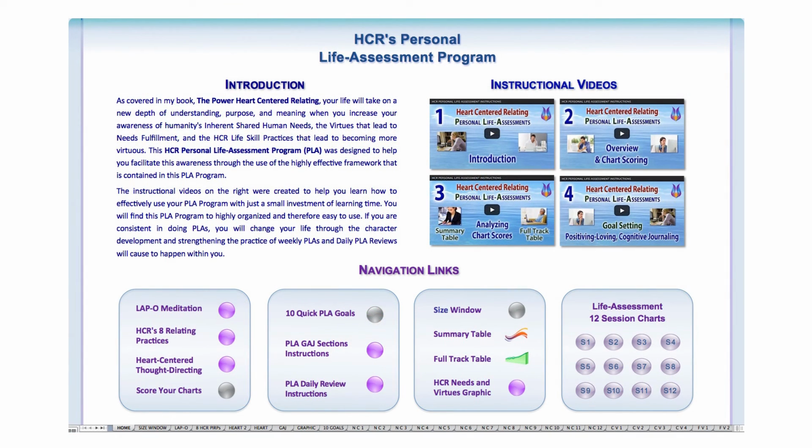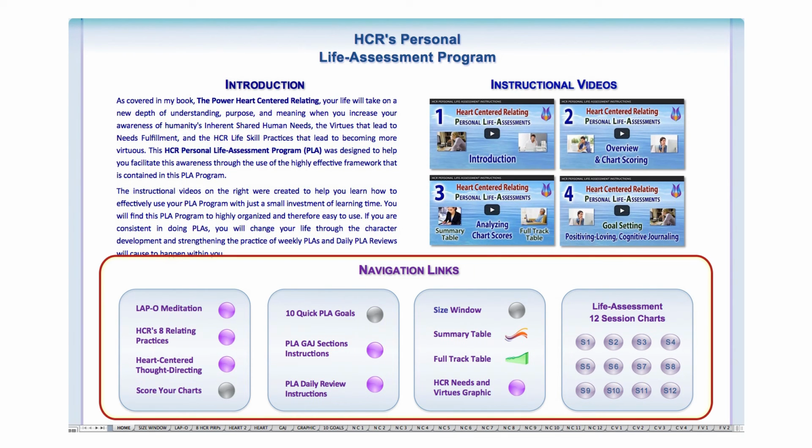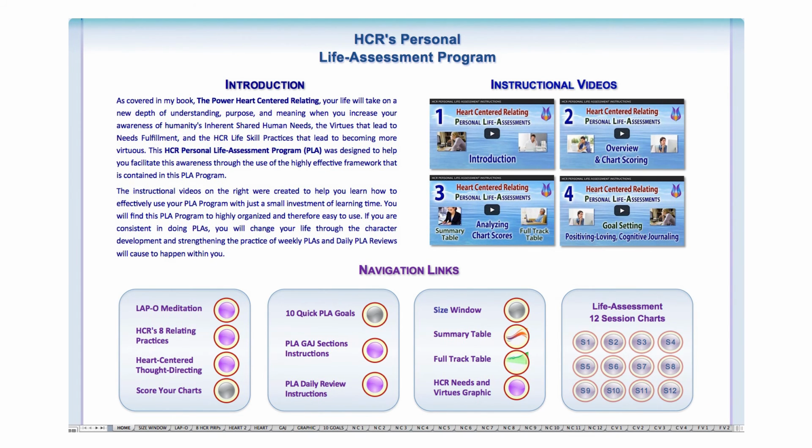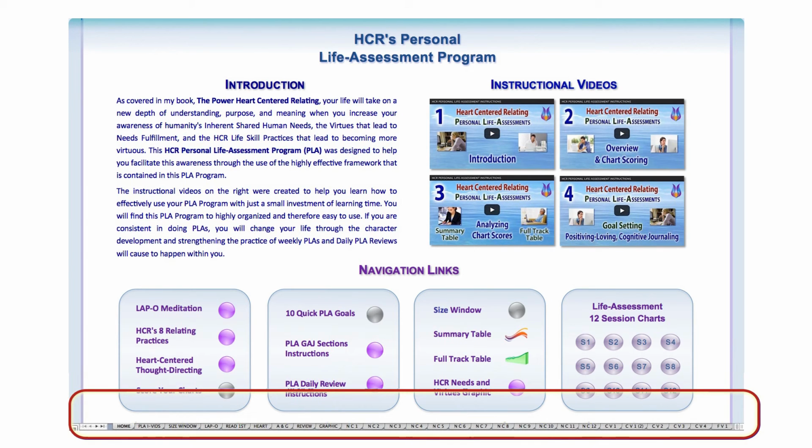The homepage is like the PLA Houston control. You can access all key sections of the PLA file directly from the homepage by clicking the navigation button links here in the bottom half of the page. These button links provide fast and easy access to the pages within the PLA file, rather than having to locate what you're looking for by accessing these small tabs at the very bottom of the screen, which you will be familiar with if you have any experience using Excel.